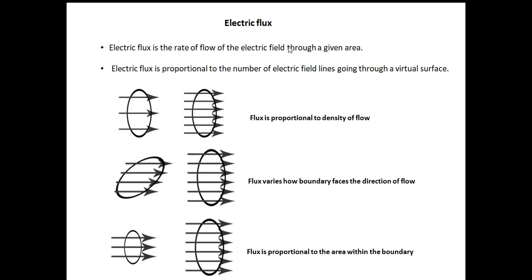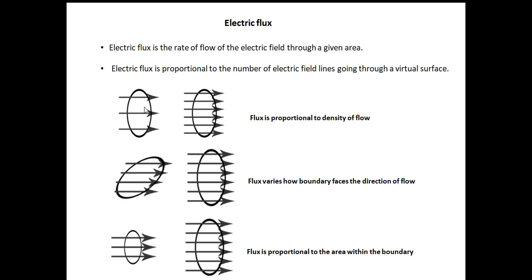Now we need certain definitions and certain concepts to be very, very clear before we really proceed to Gauss's law. First, we will discuss the electric field, or I'm sorry, electric flux. Electric flux is the rate of flow of the electric field through a given area. Electric flux is proportional to the number of electric field lines going through a virtual surface.